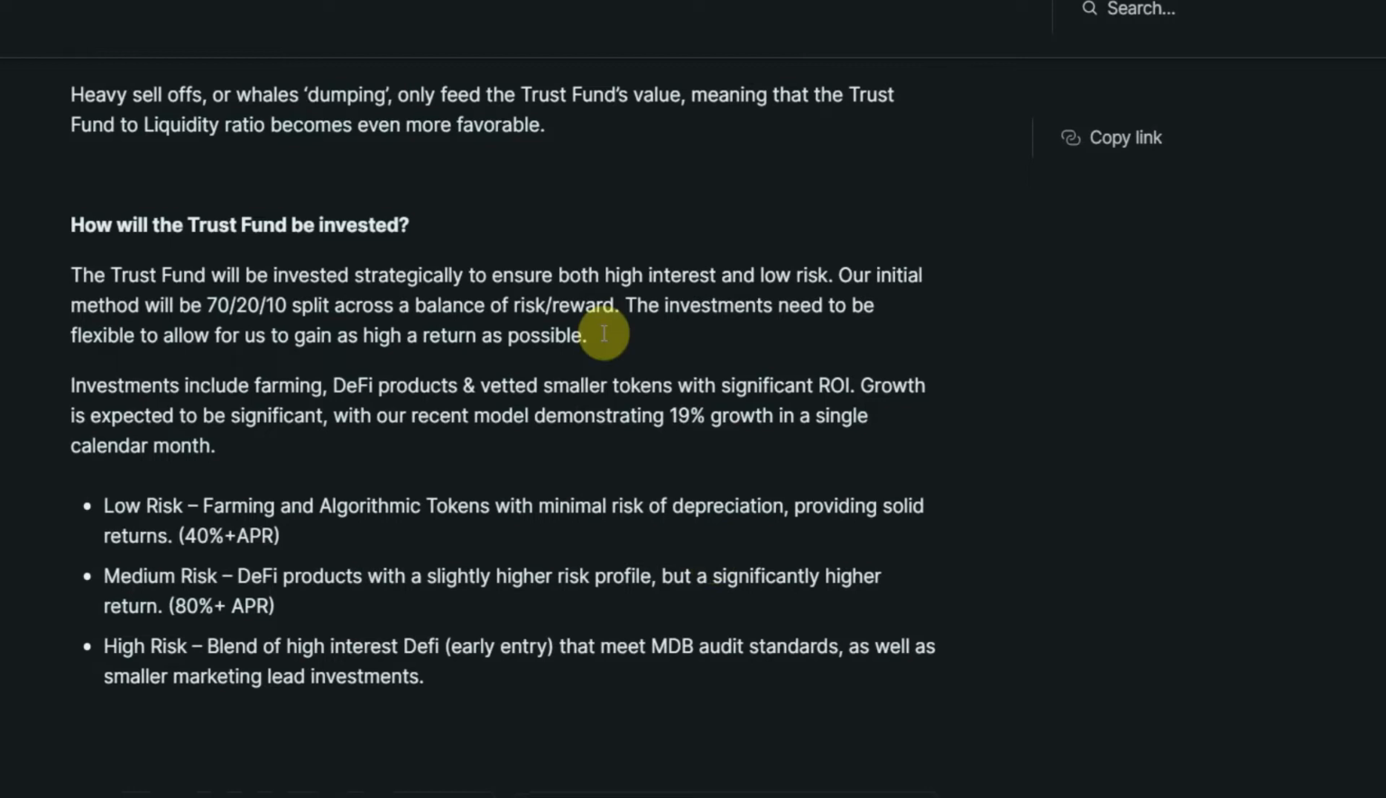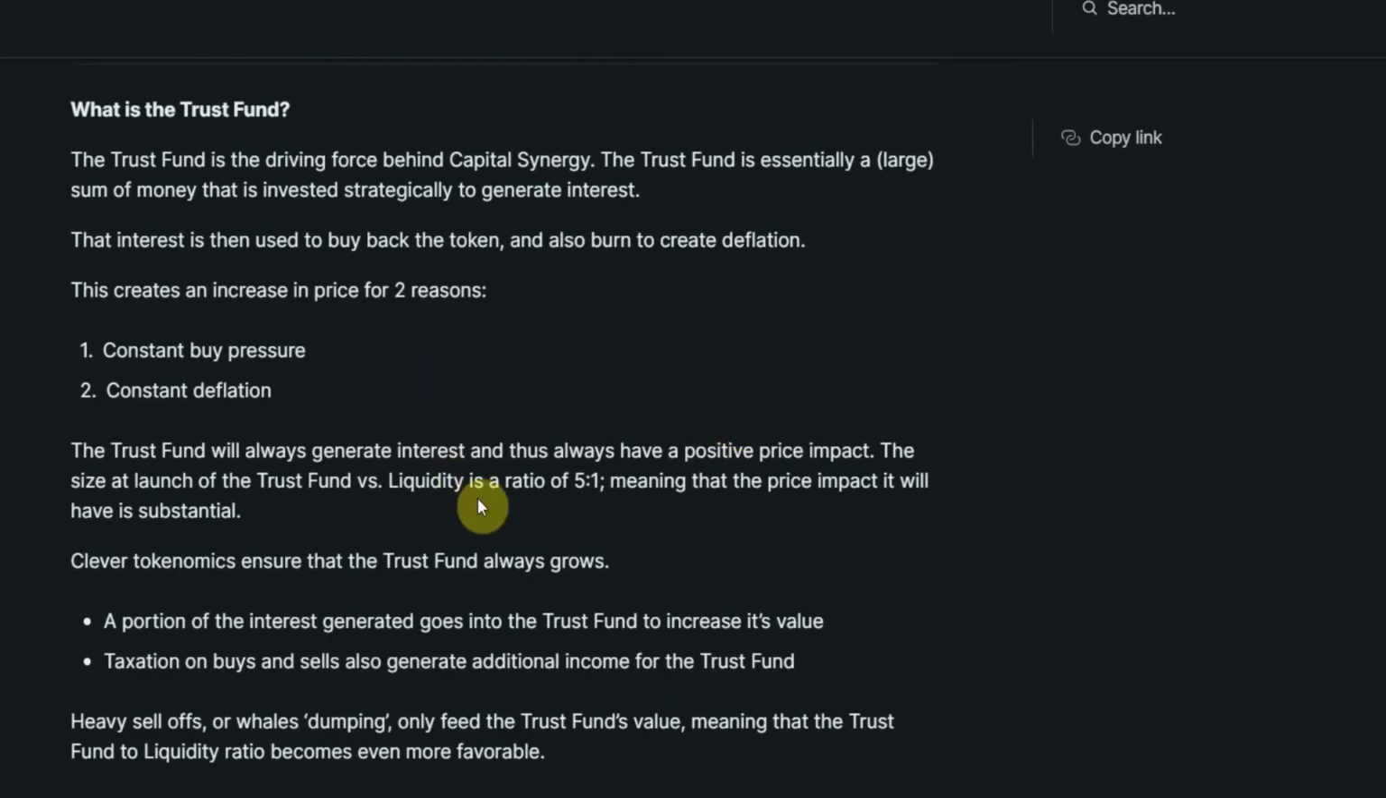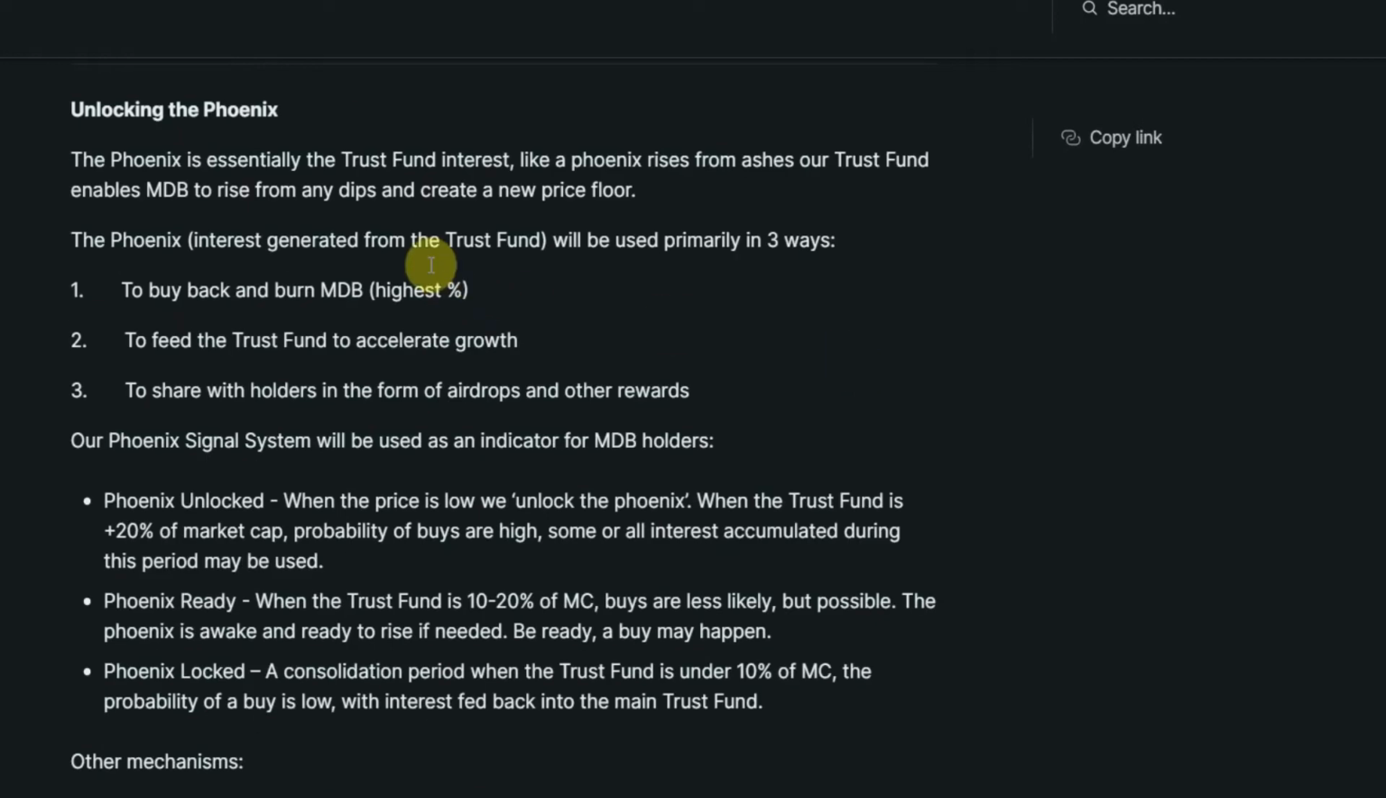Okay, I'm not gonna read so much of it. The definition alone, you know, is a selling point already. And then there's Phoenix. So Phoenix is essentially the trust fund interest, like a phoenix rising from the ashes. Our trust fund enables MDB to rise from any dips and create a new price floor.